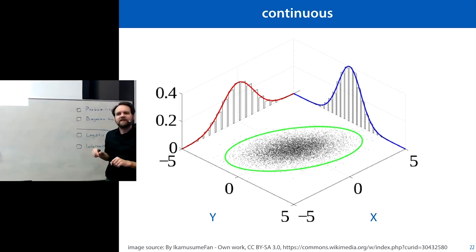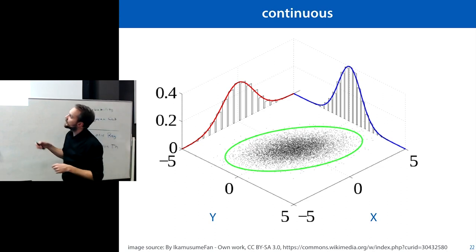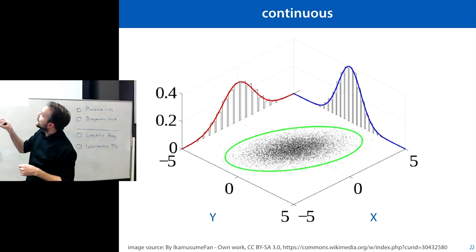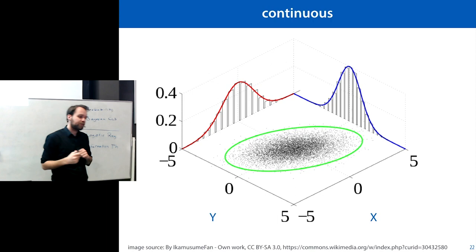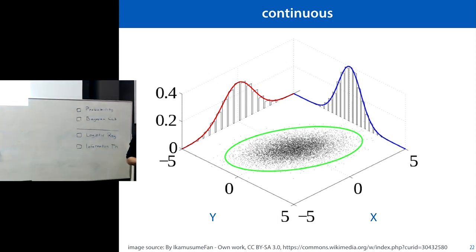In the case of a discrete distribution, that looks like a big table. In the case of a continuous distribution, it might look like these multivariate normals that we already saw in the last lecture. So you have a point cloud, which forms a multivariate normal distribution.